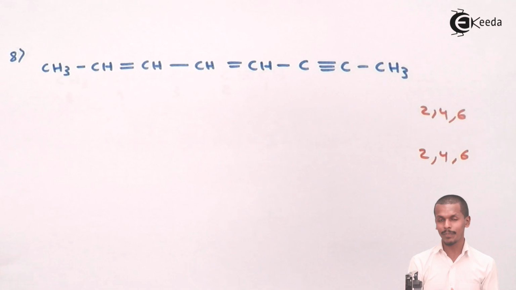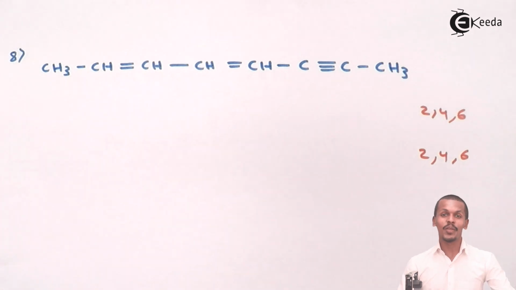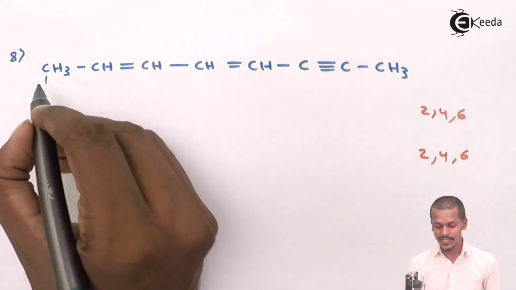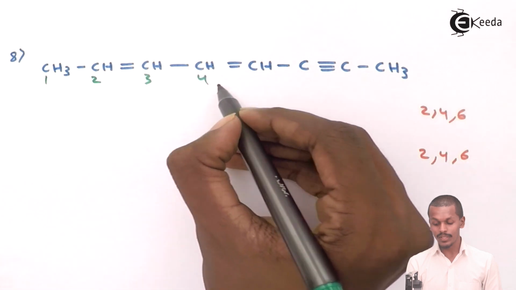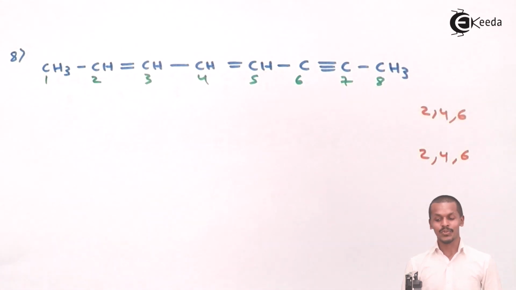But which one would be the prior one? I could number it from here or from here. But the rule of IUPAC nomenclature for alkynes says that if the carbon-carbon double bond and the carbon-carbon triple bond are equidistant from both ends, then we should number from that end where the carbon-carbon double bond starts. That is the reason we will number it from this side. So this one would be the first, second, third, fourth, fifth, sixth, seventh, and eighth. So this is the numbering.